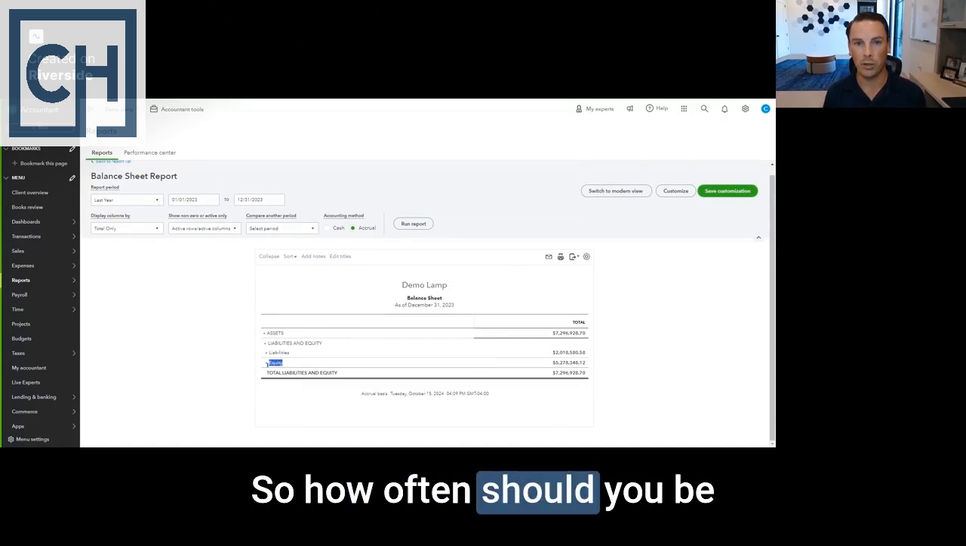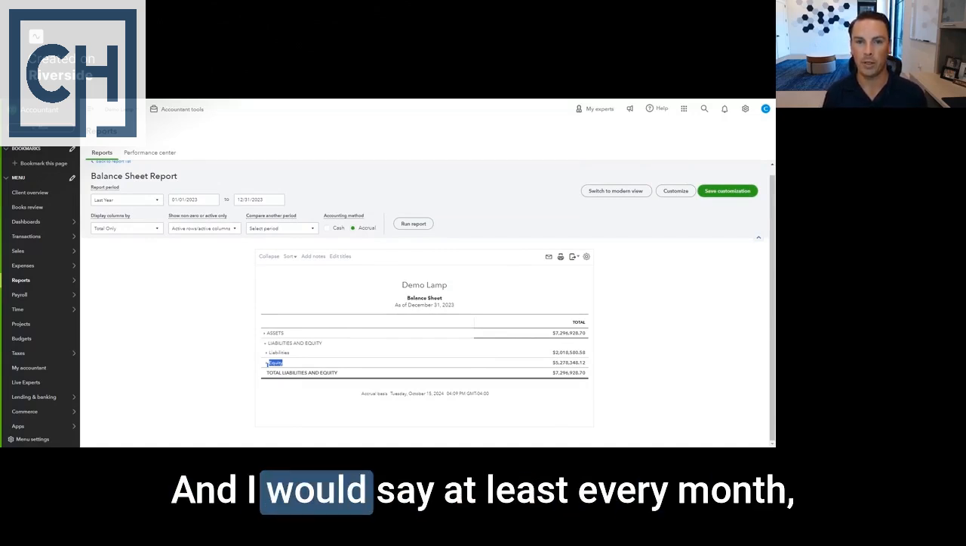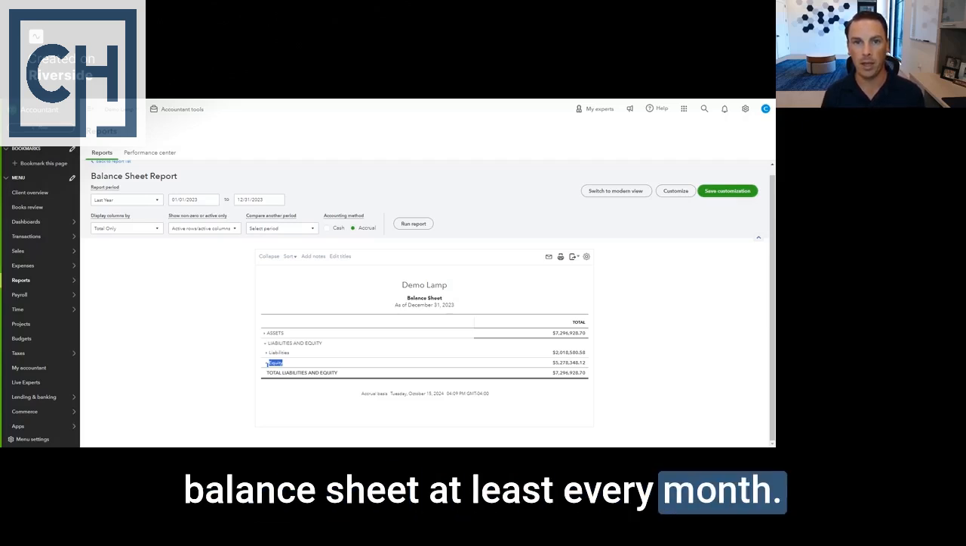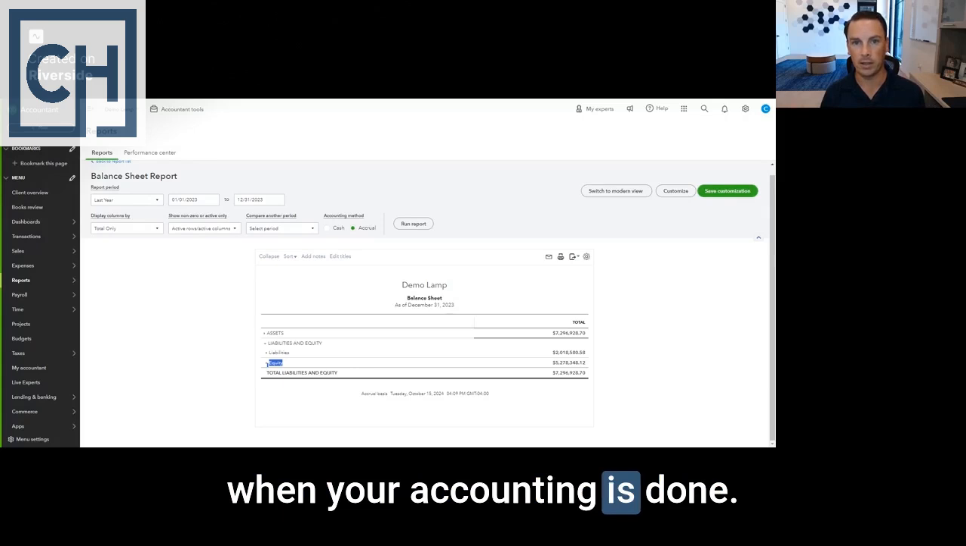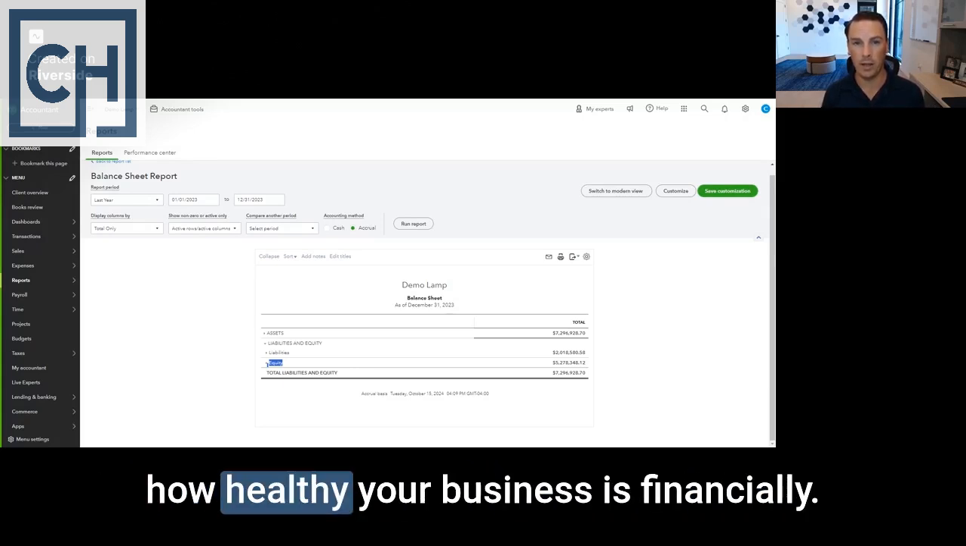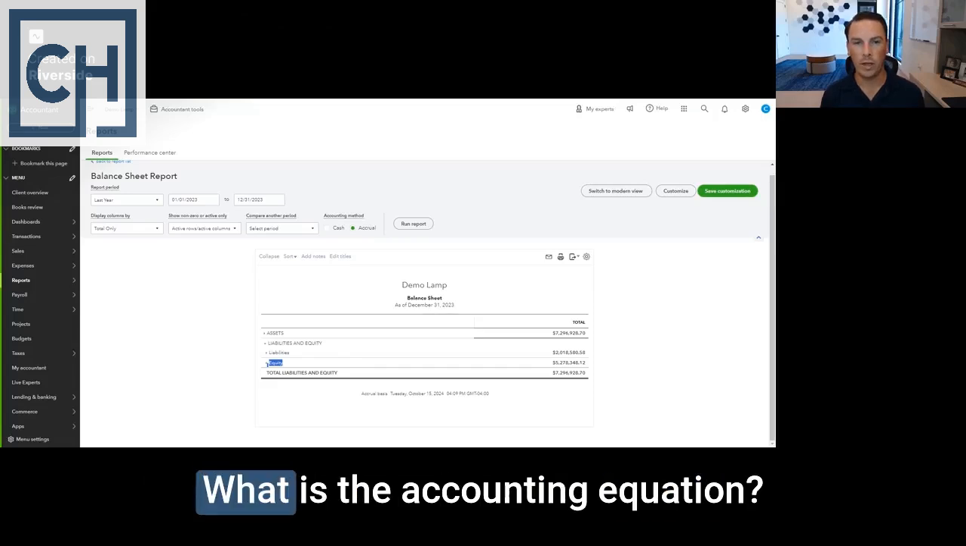So how often should you be preparing your balance sheet? I would say at least every month. You want to be reviewing your balance sheet at least every month, and it should coincide with when your accounting is done. Reviewing your balance sheet on a consistent basis will give you a really good idea of how healthy your business is financially.